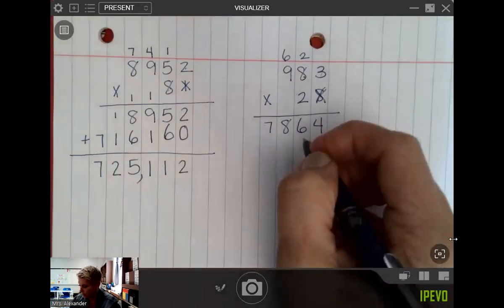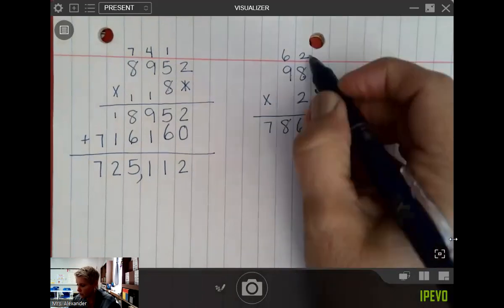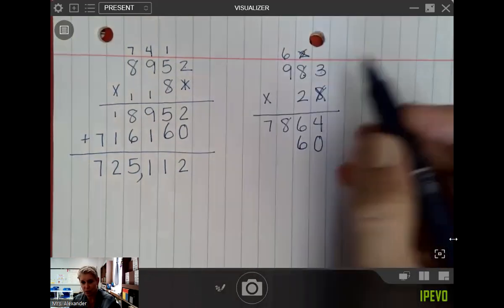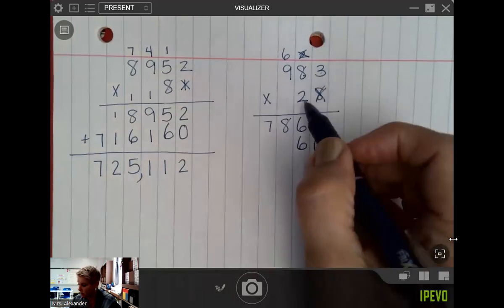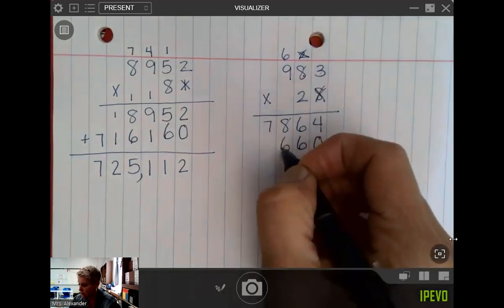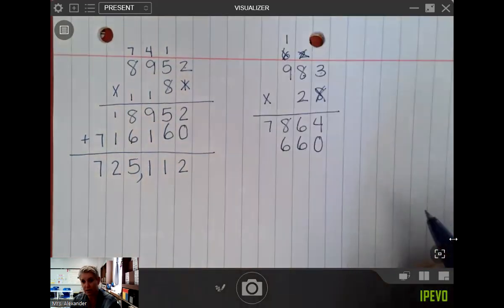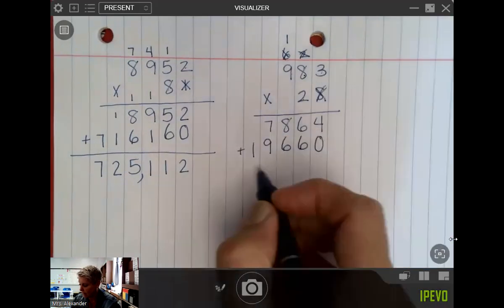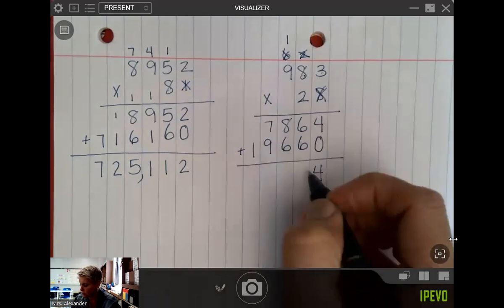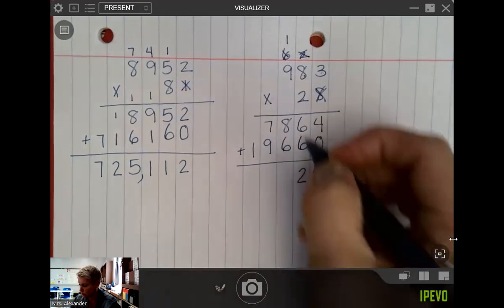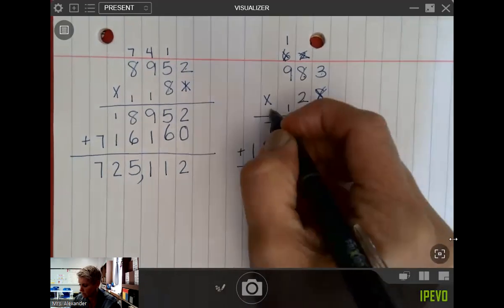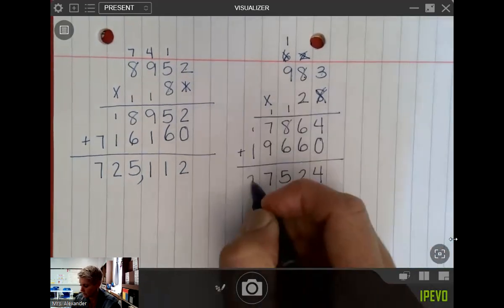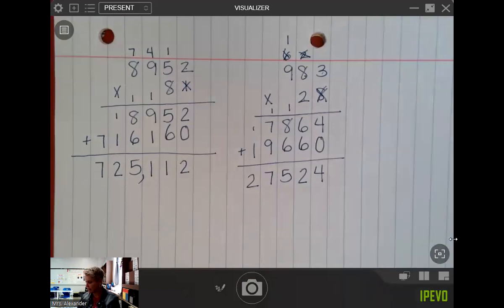2 times 3 is 6. No regrouping. I'm going to get rid of that 2 because I want to make sure I don't add it in there again. 2 times 8 is 16. I'll regroup, not the 6, but now I have a 1. 2 times 9 is 18, plus 1 is 19. So I'm going to add my partial parts, doing the regrouping. And our answer should be 27,500. Oh, who's going to challenge me on this?